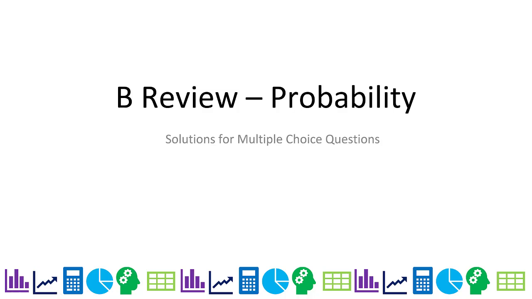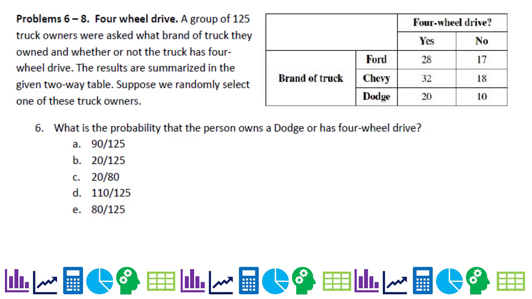Here are the solutions for the multiple choice questions on the Unit B review for your probability exam. So let's start with problems 6 through 8.